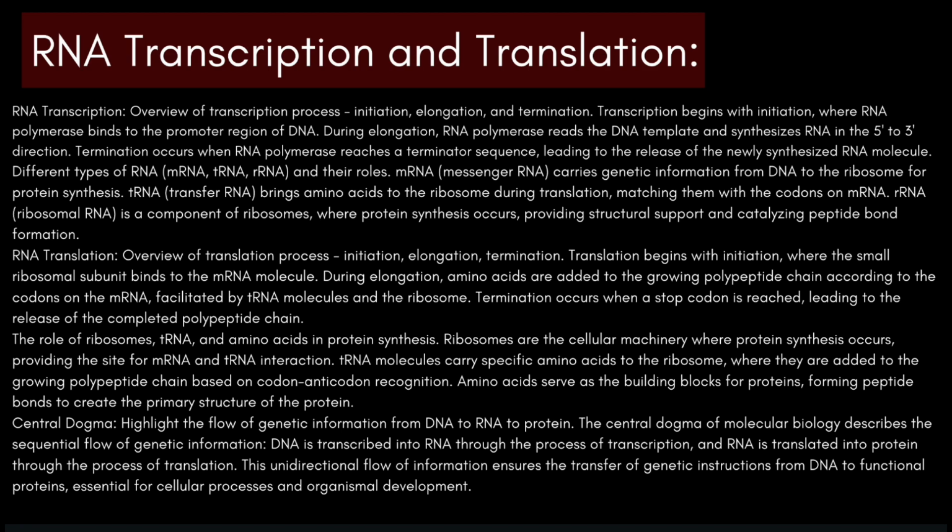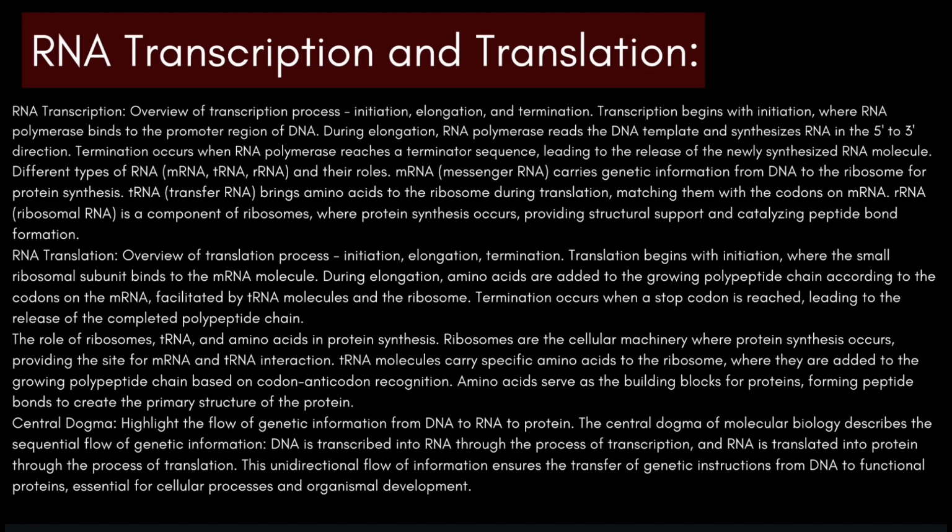Different types of RNA include mRNA, tRNA, and rRNA. mRNA's main role is to carry genetic information from DNA to the ribosome for protein synthesis. tRNA, known as transfer RNA, brings amino acids to the ribosome during translation, matching them with the codons on mRNA. rRNA, ribosomal RNA, is a component of ribosomes where protein synthesis occurs, providing structural support and catalyzing peptide bond formation.